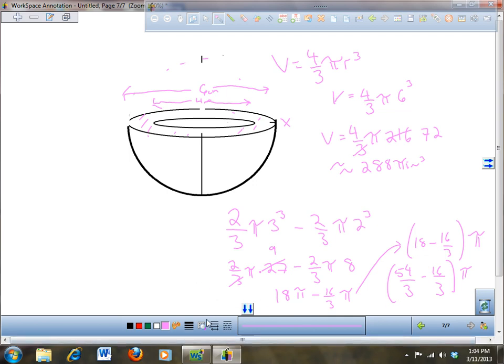So that answer would be 38 over 3 pi, which is 12 and 2/3 pi centimeters cubed. That's how much chocolate you need to make your half of your Cadbury egg, or how much filling you need. And a proper fraction. That's proper.